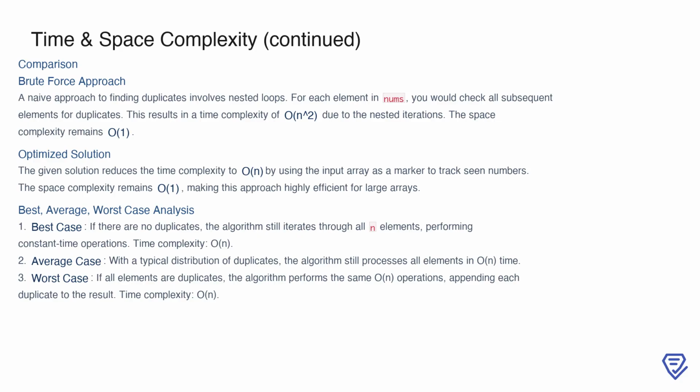Considering best, average, and worst-case scenarios, the time complexity remains consistent at O(n). In the best case, with no duplicates, the algorithm still iterates through all elements. In the average case, with a typical distribution of duplicates, and the worst case, where every element is a duplicate, the algorithm performs O(n) operations. This consistency highlights its robustness and scalability.